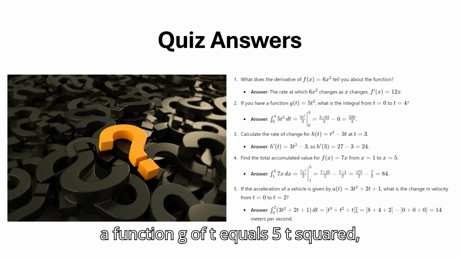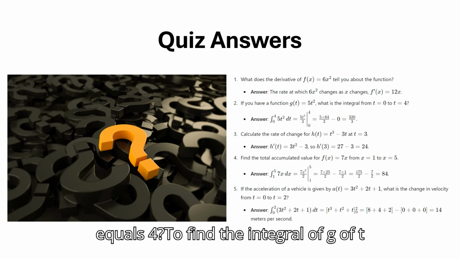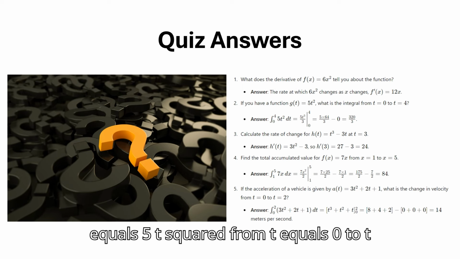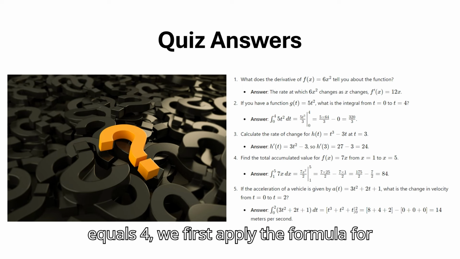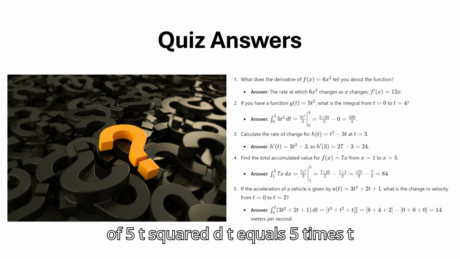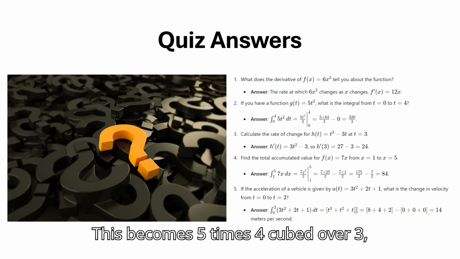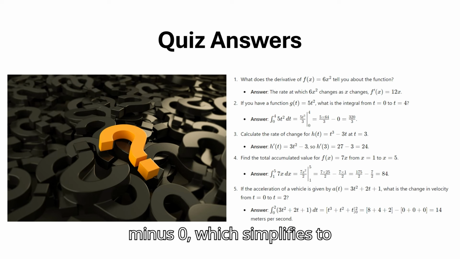If you have a function g of t equals 5t squared, what is the integral from t equals 0 to t equals 4? To find the integral of g of t equals 5t squared from t equals 0 to t equals 4, we first apply the formula for the integral of t squared. The integral of 5t squared dt equals 5 times t cubed over 3, evaluated from 0 to 4. This becomes 5 times 4 cubed over 3, minus 0, which simplifies to 265 thirds. Therefore, the integral is 265 thirds.